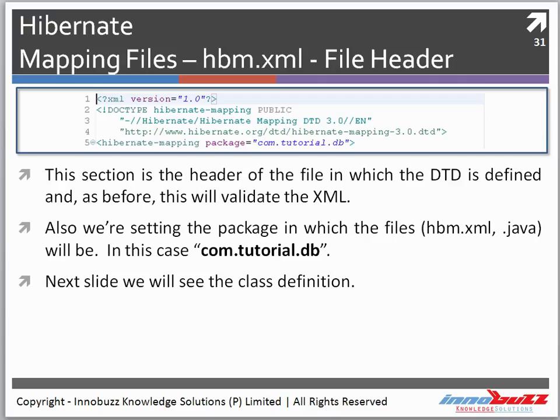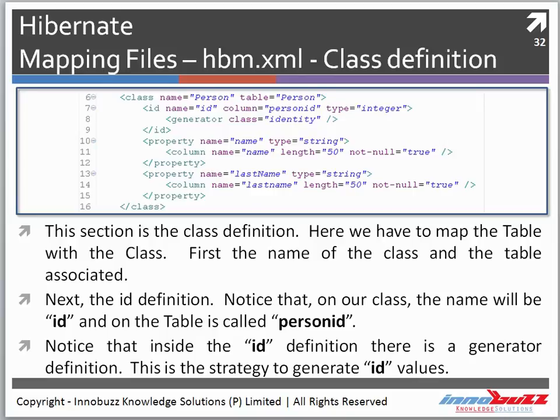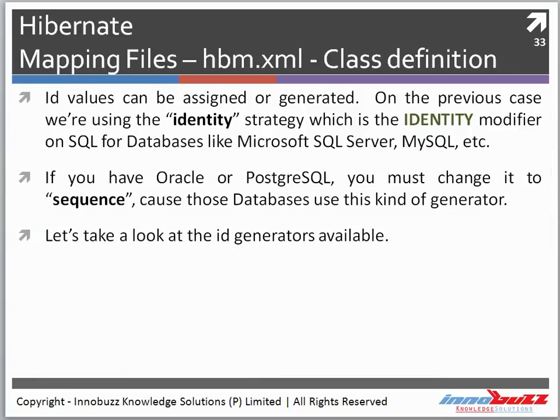This is the first part of the person HBM XML file. Review the additional comments. This is the class definition of the mapping file. Review the additional comments. As it was explained before, here's the ID generator strategy. Let's see the ID generators available.